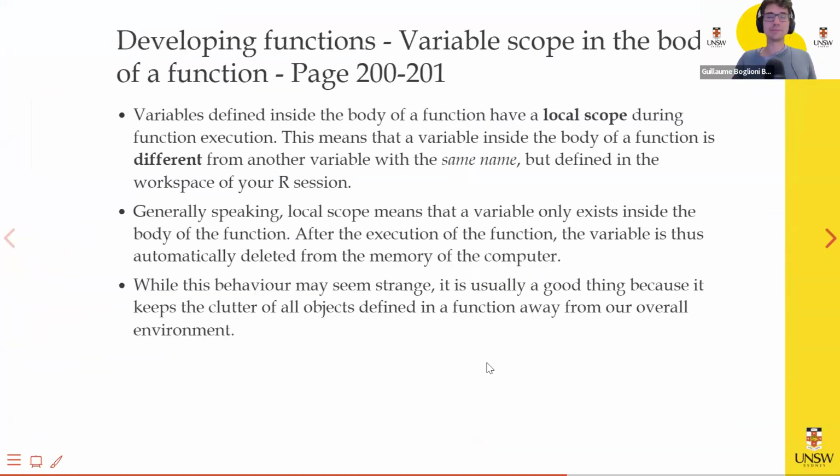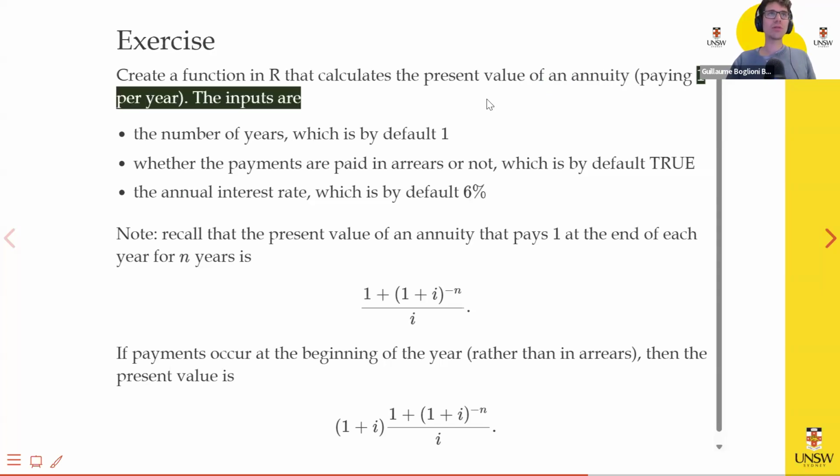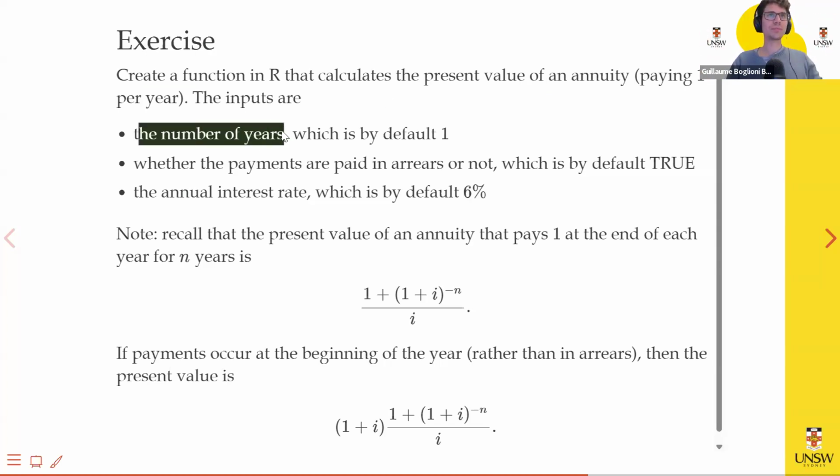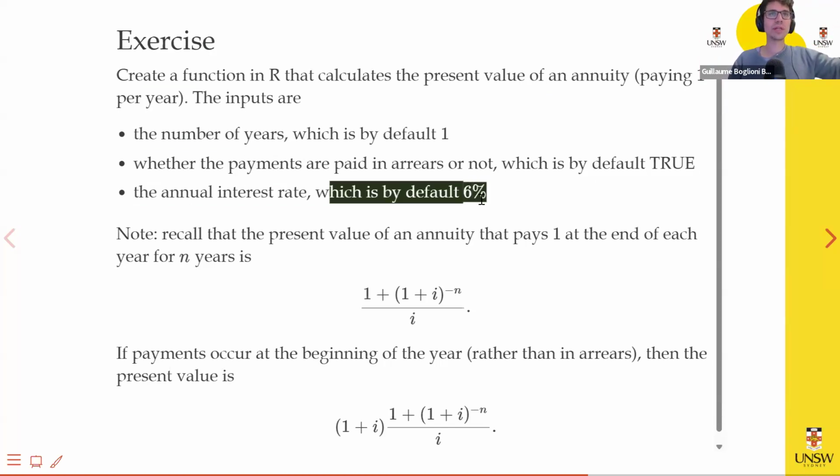And we can go to the next slide, which is an exercise for you. Create a function in R that calculates the present value of an annuity, paying an amount of 1 per year. The inputs, so the arguments of your function, should include the number of years, which by default is 1. Whether the payments are paid in arrears or not, and by default this should be set to true, so this argument is a Boolean, true or false. And the annual interest rate to use, which is by default 6%.